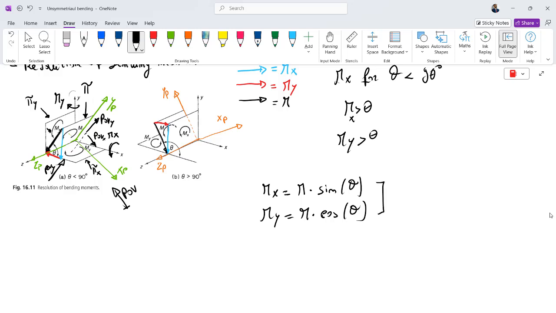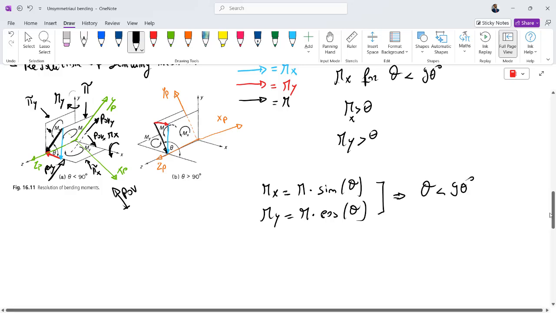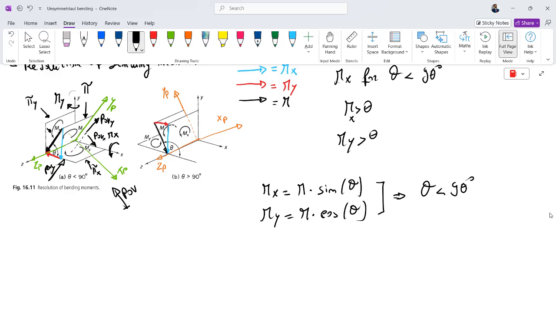This is for theta less than 90 degrees. Okay, so mx and my are calculated. This is the classic projection of a moment m.